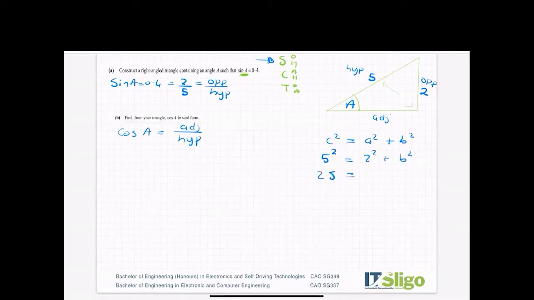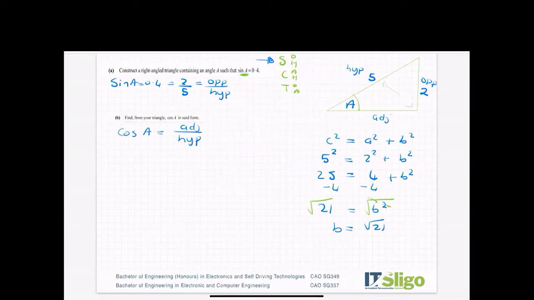So 25 is equal to 4 plus b squared, minus 4 from both sides. So 21 is equal to b squared. Get the square root of both sides so that you get b being equal to root 21.